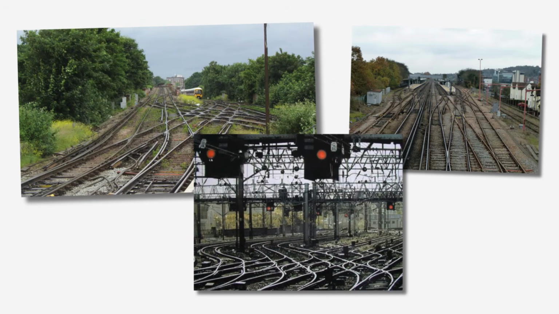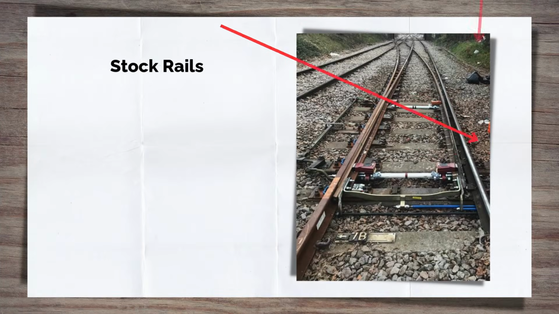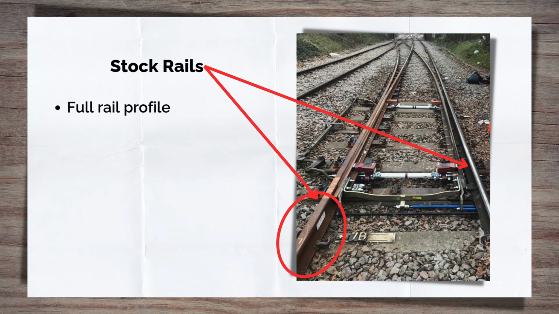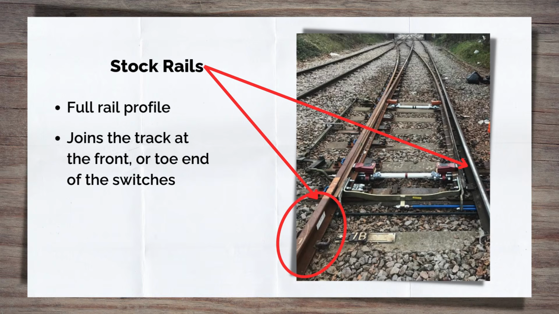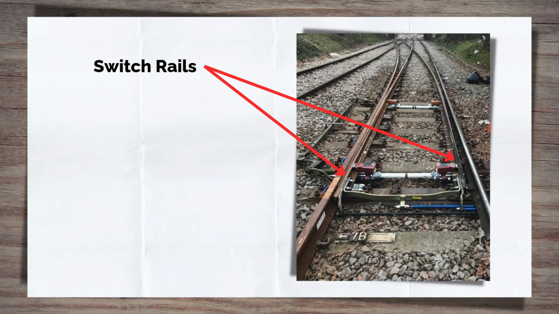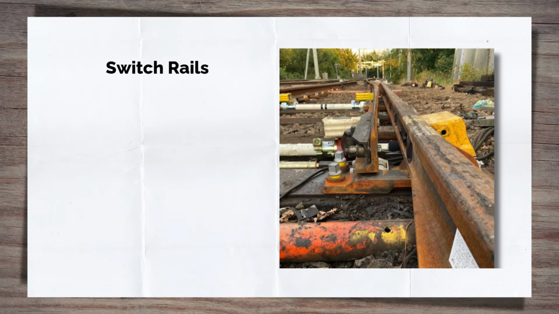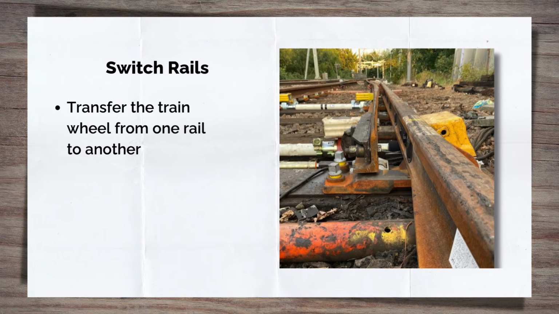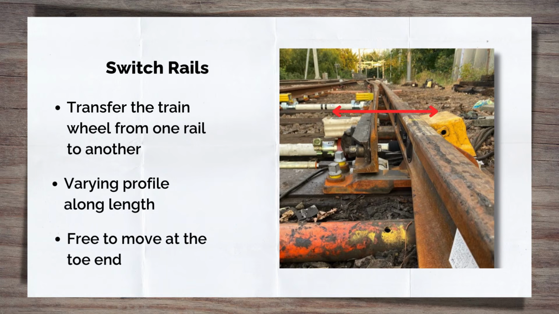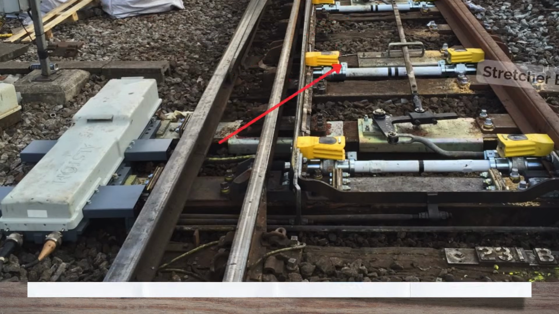Sets of switches themselves are made of two rails. There is the stock rail. This is the full profile rail that connects into the plain line at the front of the switch panel. The other rails are the switch rails. The switch rail's purpose is to transfer the train wheel from one rail to the other, and they have a varying profile to help achieve this. The key thing you'll notice about the switch rail is that they are free to move at one end, known as the toe. These are the movable pieces of rail that move back and forth and allow a route for the train to be selected. The gap or gauge between these movable pieces of rail is maintained through the use of stretcher bars.